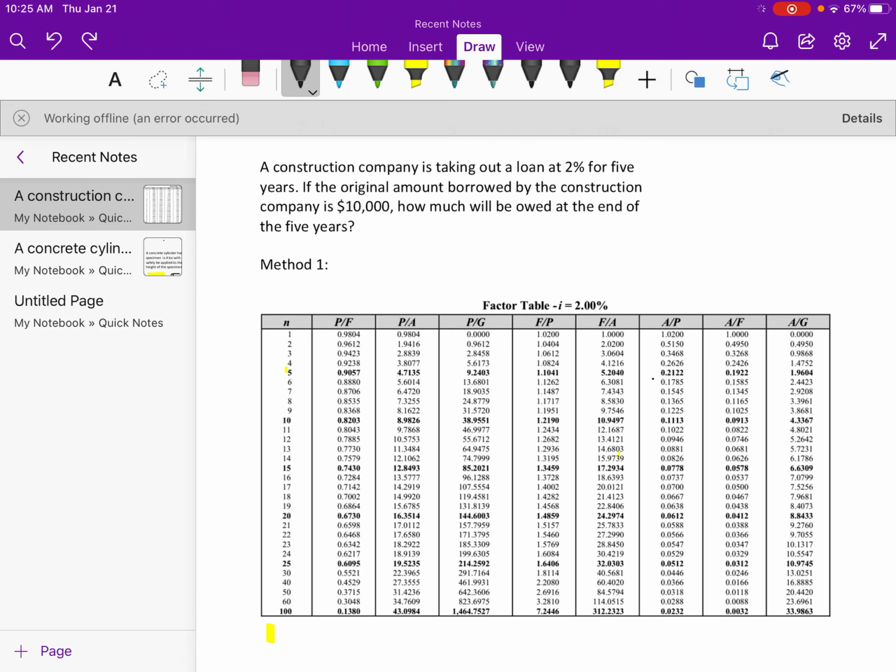Engineering economics problems appear pretty frequently on both the FE and PE exam, so I think it's a topic that we should definitely look over together. So we're going to start this example.